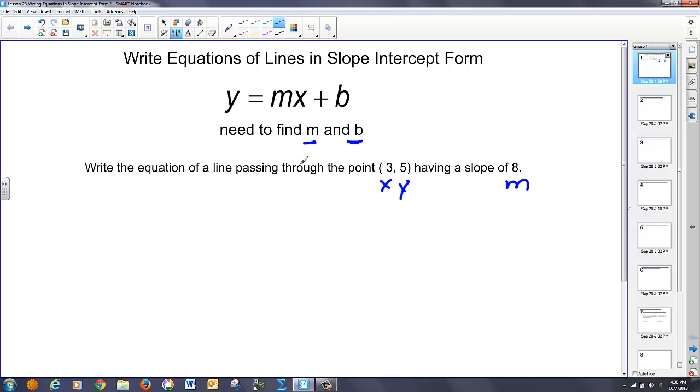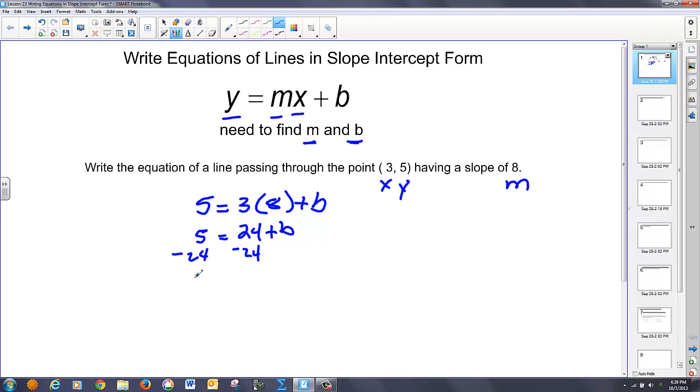So what we're going to do is plug those in for y, m, and x, and notice we'll have one unknown left, which is b. And we'll solve for b. So in this case we have 5 is equal to 3 times 8 plus b. 3 times 8 is 24, plus b is equal to 5. Subtract 24 from both sides, sorry. And we end up with b equals negative 19.